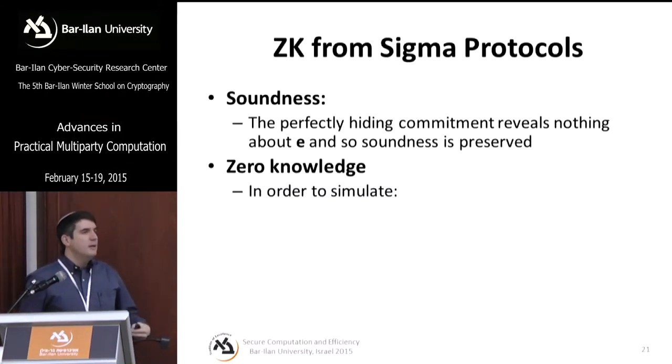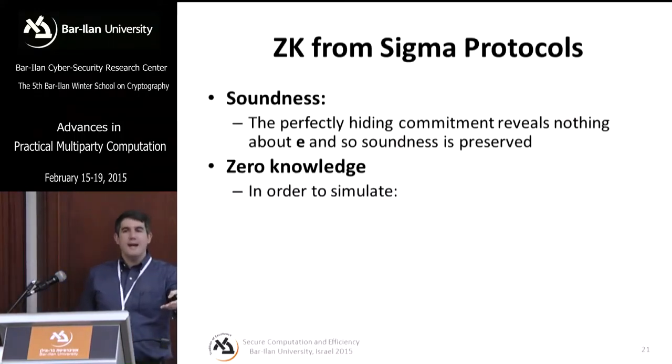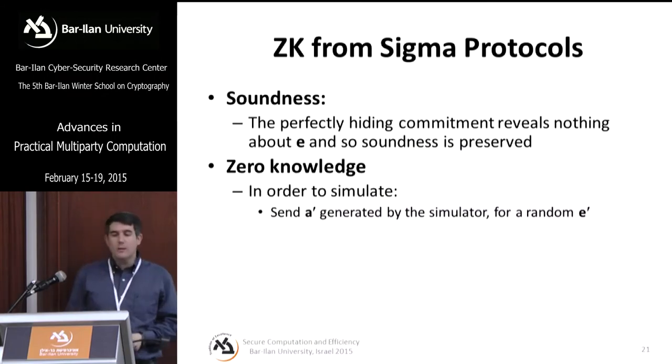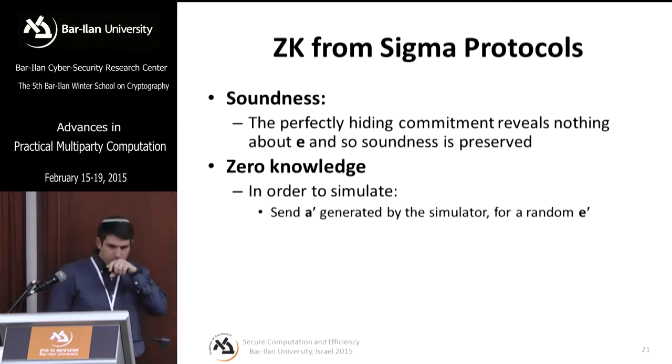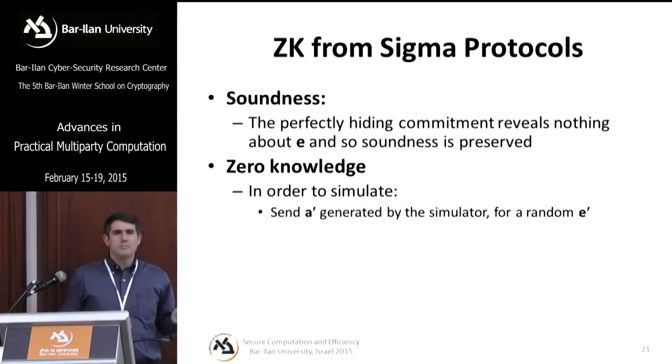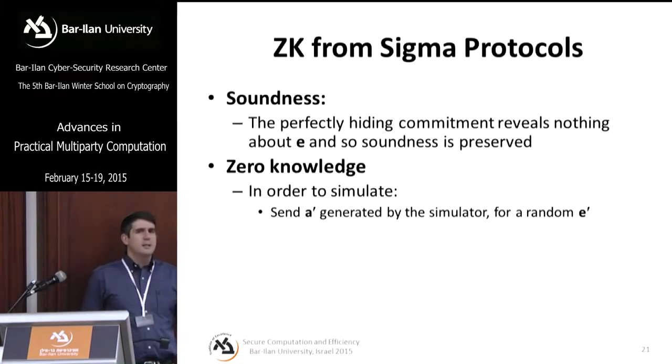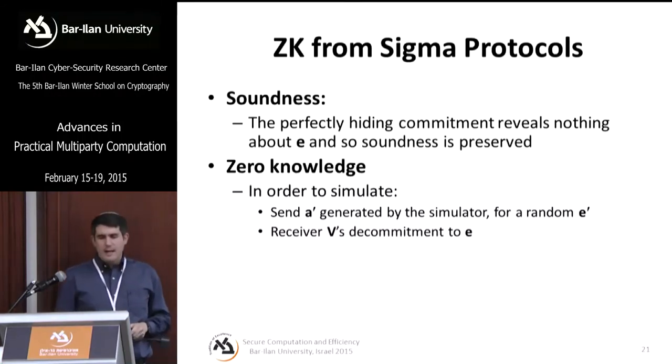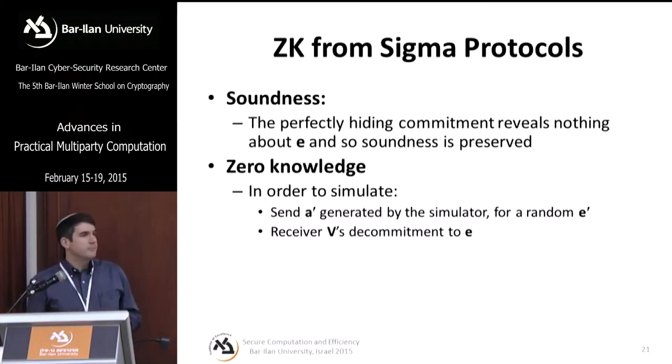As I said beforehand, the simulator tries to send A and gets back an E, but the E is not going to match that A, and so it's sort of stuck. But let's look at what happens now. The simulator interacts with this verifier, and it gets the commitment to the verifier's challenge, and it sends a random A prime. Just a random A prime, randomly generated according to what the protocol says. It doesn't need to know the witness for it. And then it receives the verifier's decommitment.